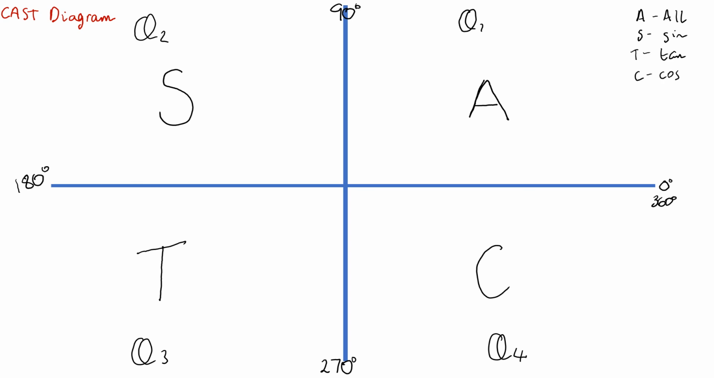So this here is what is known as a CAST diagram, and this can help us work out the sizes of angles when we're solving trig equations. I'm going to leave this here just now. We're going to be working with this in quite a lot of detail over the next little while to help solve trig equations. Thank you very much.